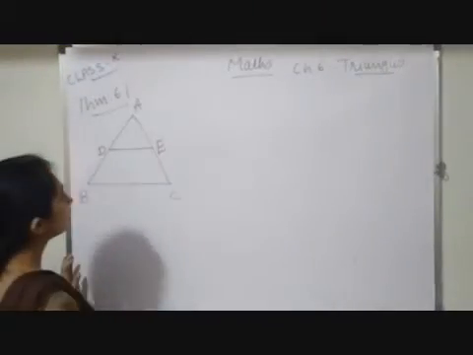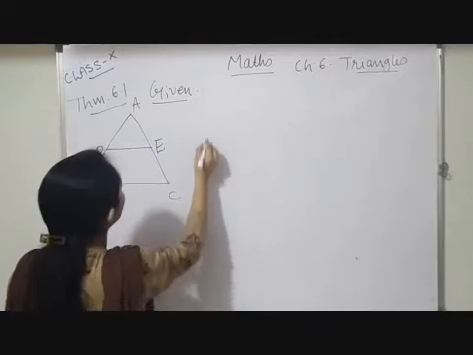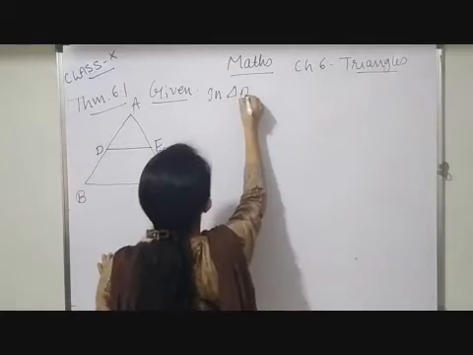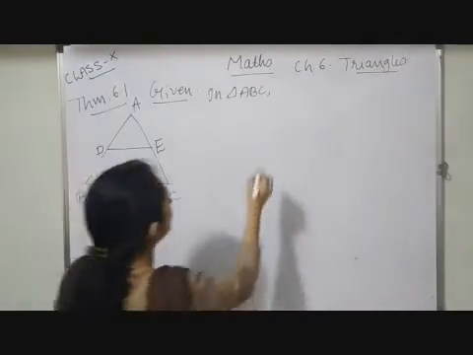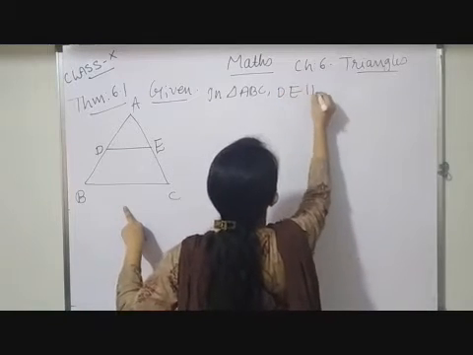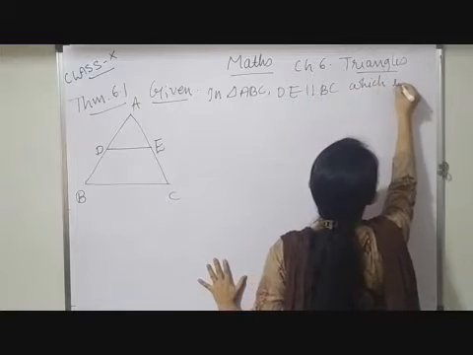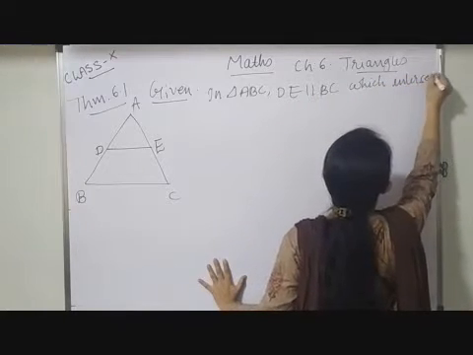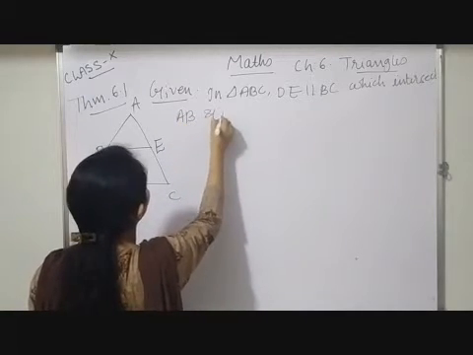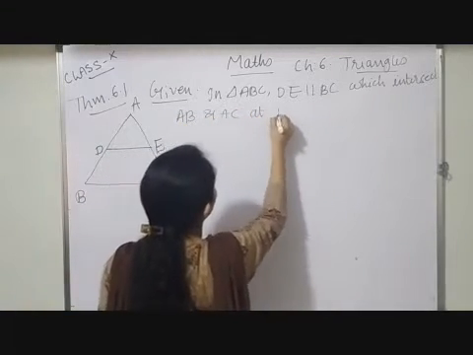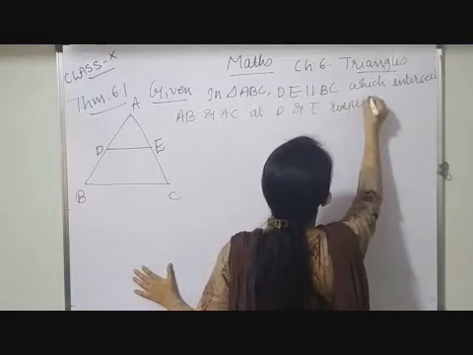First of all, I will write down what is given to us. Here in triangle ABC, DE parallel to BC is given, which intersects AB and AC at D and E respectively.